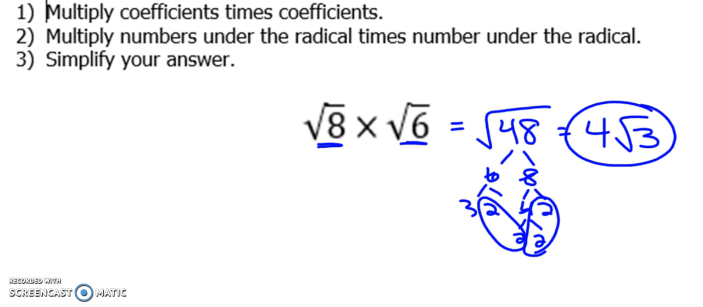And again, you can use the calculator to check yourself. Type in square root of 8 times square root of 6, you're going to get a decimal. Then type in 4 times the square root of 3. You should get the same decimal out.